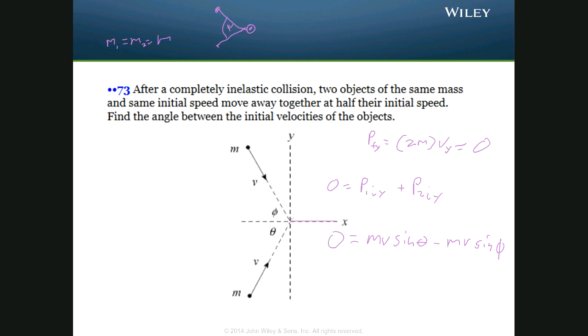So we can see here then that mv sine theta equals mv sine phi. And this implies that theta equals phi, right? So that's one part of it. So that's our first step, right? So does everyone see that one?